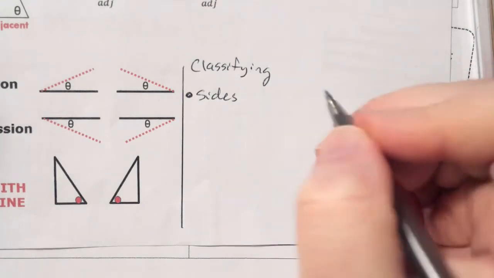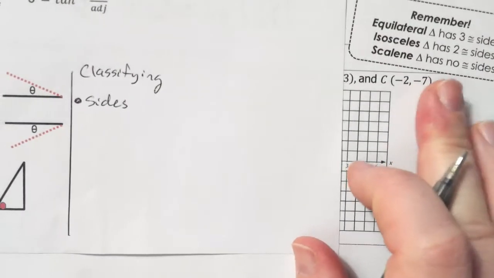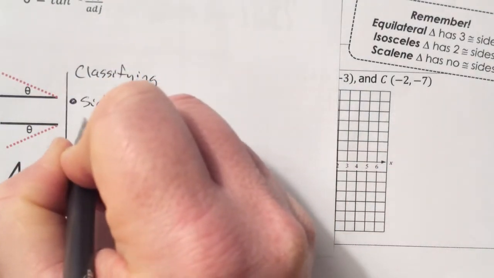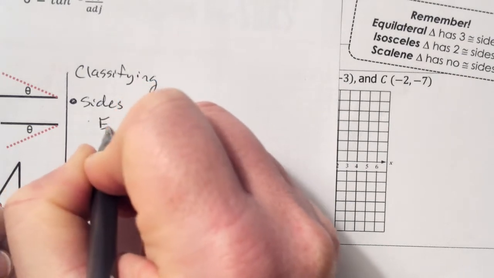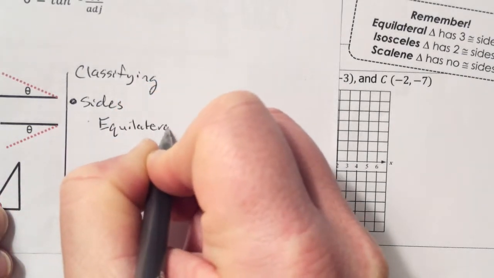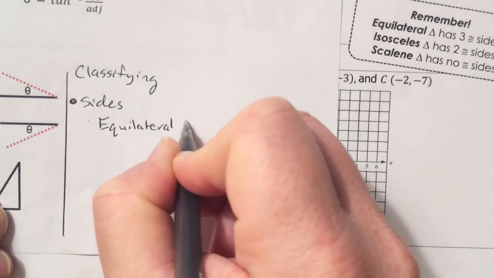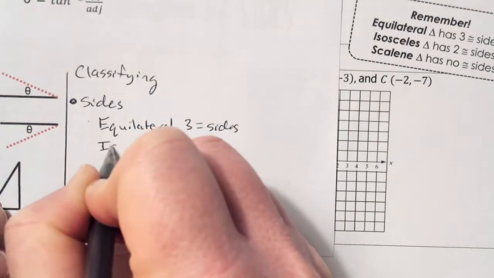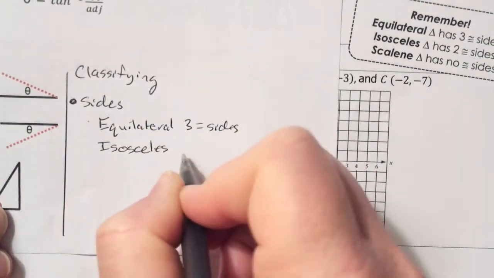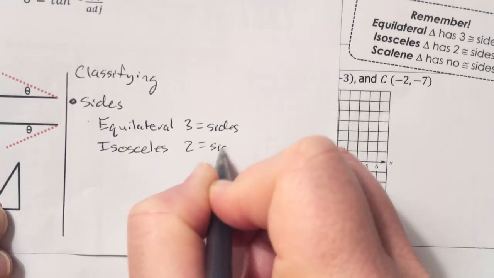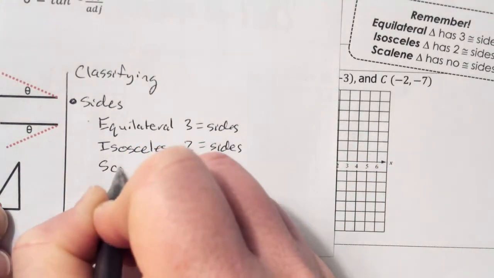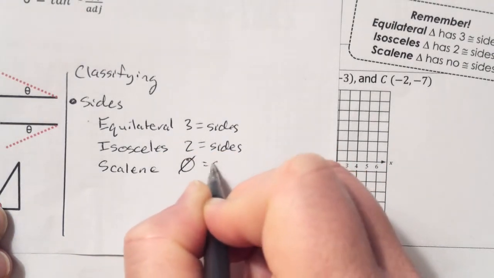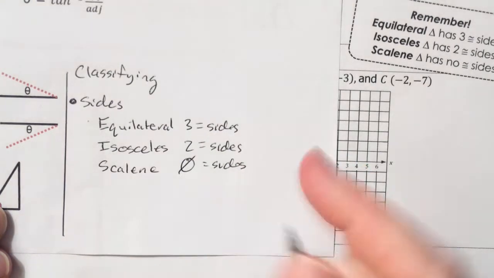We classify by the sides we have. So we're just looking at our notes right here. If it is equilateral, then 3 equal sides. If we have isosceles, we have 2 equal sides. And if we have scalene, we have 0 equal sides. So no sides are equal.